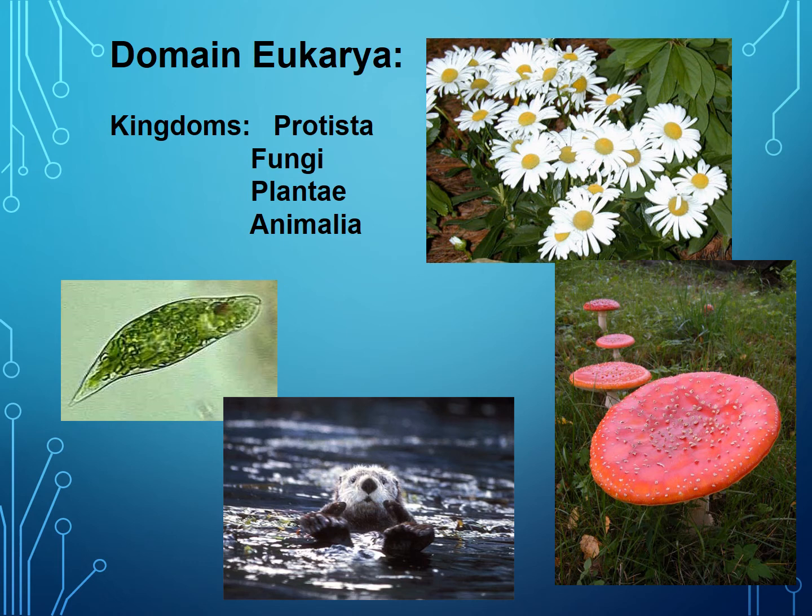Domain Eukarya has the most kingdoms in it. So all of these different organisms are eukaryotes. That means that they have a nucleus. That is what's special about all of them. All of the eukaryotes have a nucleus. So this includes group Protista, fungi, and then our plants and our animals.